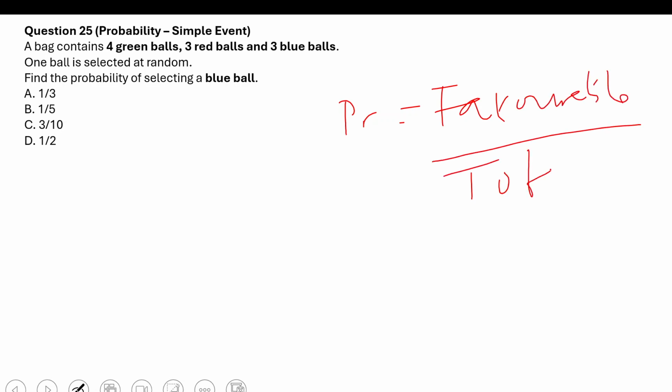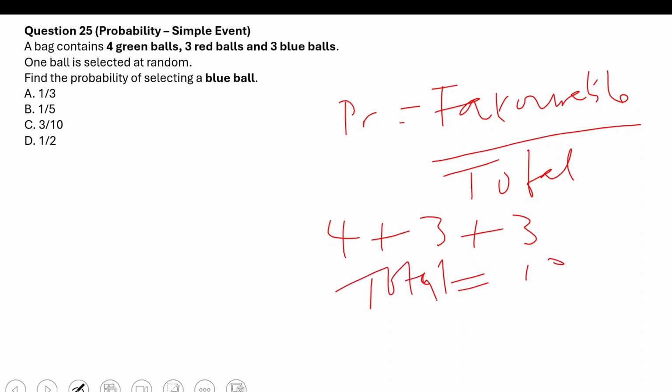All right. 25, it says a bag contains 4 green balls, 3 red balls, and 3 blue balls. Find the probability of picking a blue ball. So probability again is favorable outcome over total outcome. What is the total that is there? Total is 4 plus 3 plus 3. What will that give me? That will give me 10. That's the total. But which one do I want to favor? Blue. Favorable is 3. So 3 over 10 is the answer.